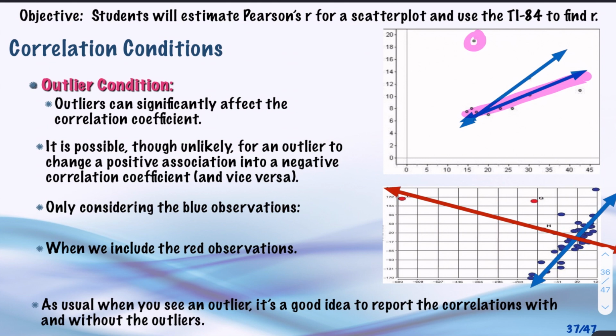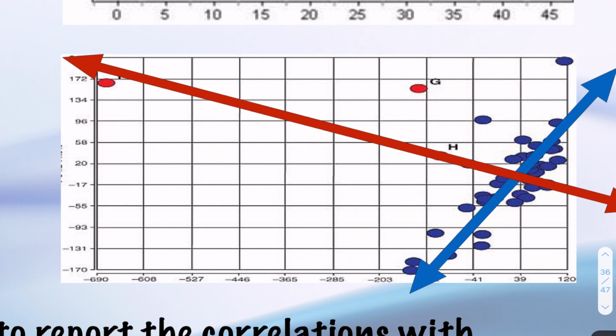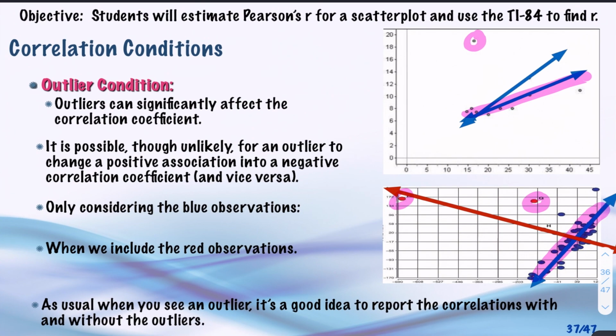It's possible, though unlikely, for an outlier to change a positive association into a negative correlation coefficient and vice versa. So what do I mean by that? Well, let's say we have this data set, and then we have this outlier here and this outlier over there. And because we have those two data points, it's flipping our slope. Our correlation coefficient is going to turn out to be negative. We say that that data point has leverage and is an outlier in this situation. When we include the red observations, it switches.